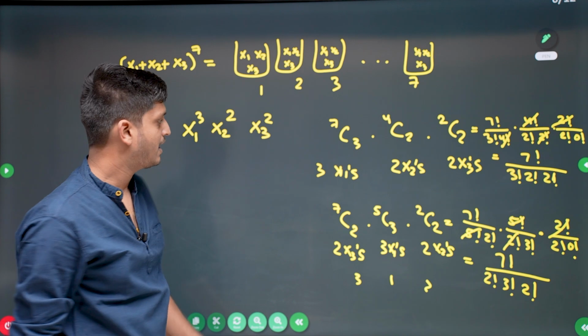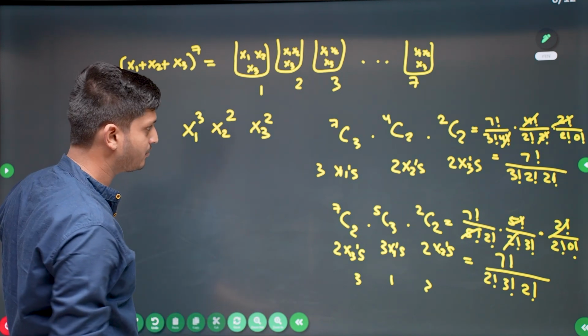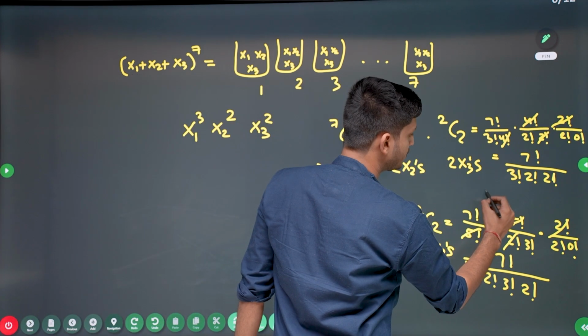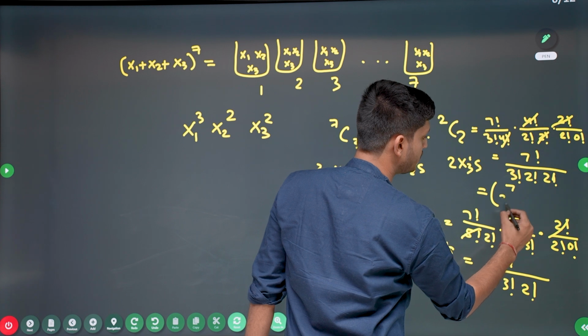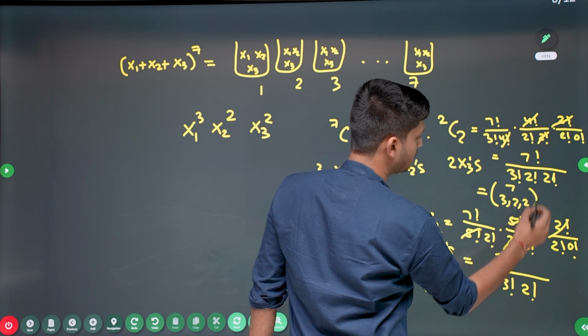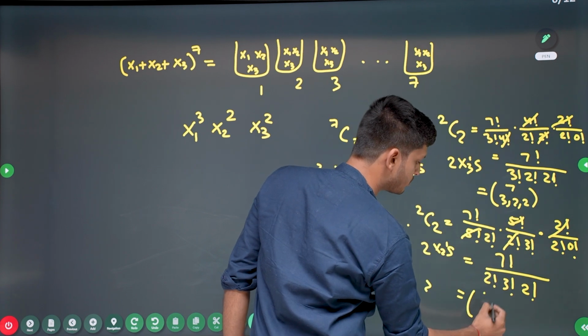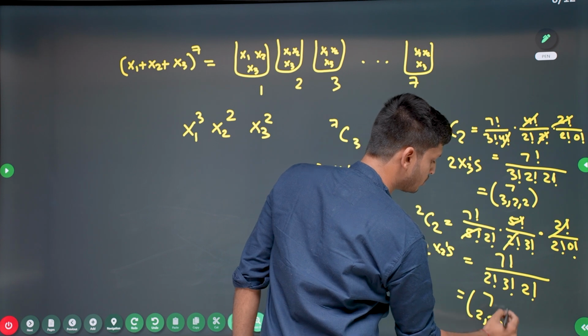Actually, this is defined to be 7 choose 3 comma 2 comma 2, and this is also defined to be 7 choose 2 comma 3 comma 2. So the order doesn't matter.